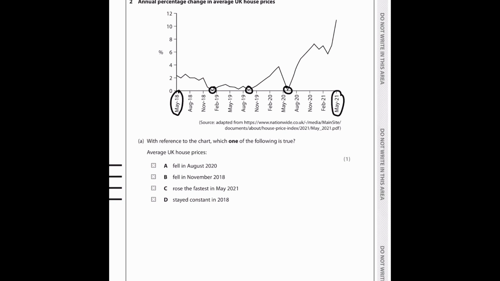With reference to the chart, which one of the following is true? Average UK house prices fell in August 2020. Well, that's wrong, because you can see here's August 2020. If you go look there, the percentage prices are increasing, and they're always positive as well. So this is wrong.